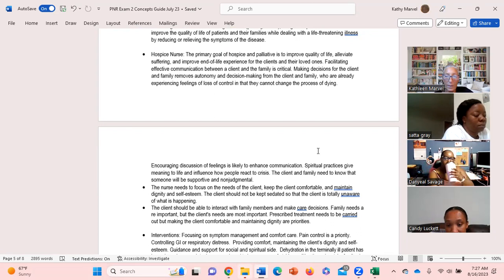Maintaining dignity, self-esteem. We don't want to keep the client so sedated they have no idea what's going on. We want them to interact and be part of the decision-making team. Yes, family's important, but your client's the most important, right? If they have advanced directives or they've directed what they want, that has to be followed. If the family member doesn't agree with that, the client's wishes have to be followed. We talked about that in class.